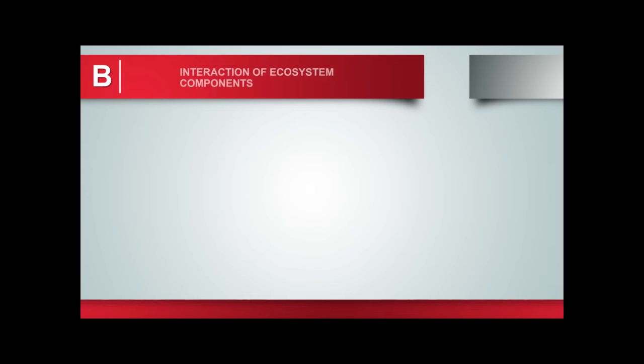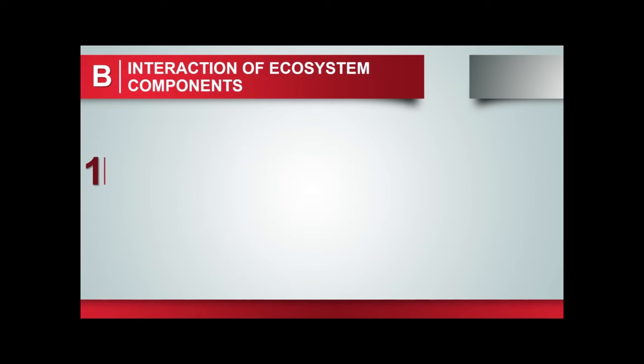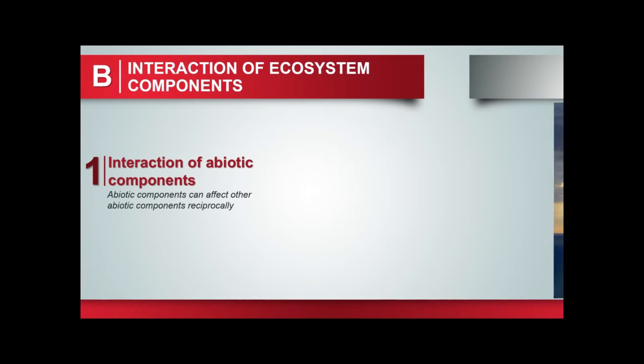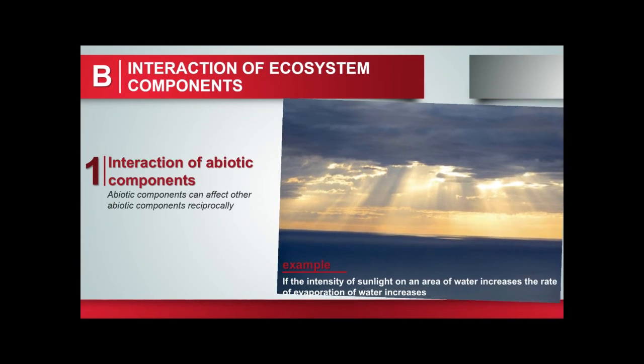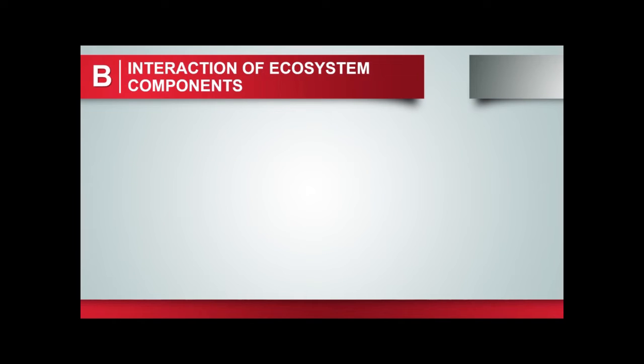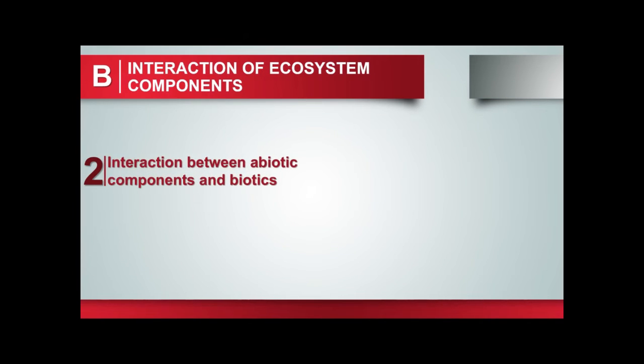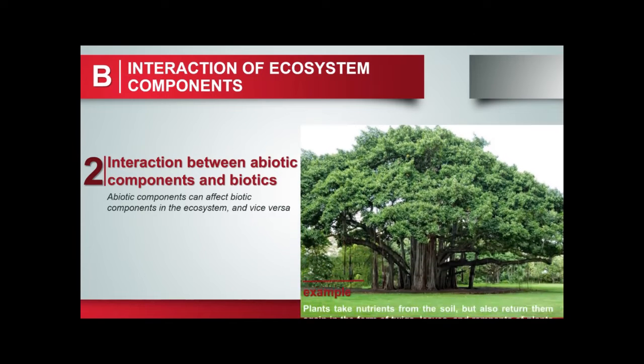Interaction of ecosystem components. The first, interaction of abiotic components. Abiotic components can affect other abiotic components. The example is the effect of the intensity of sunlight on the evaporation of water in the sea. The second, interaction between abiotic and biotic components. Abiotic components can affect biotic components in the ecosystem, and vice versa. The example is the tree and the soil.